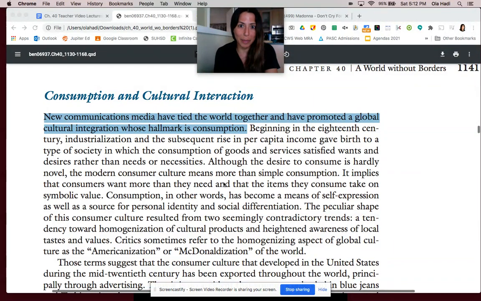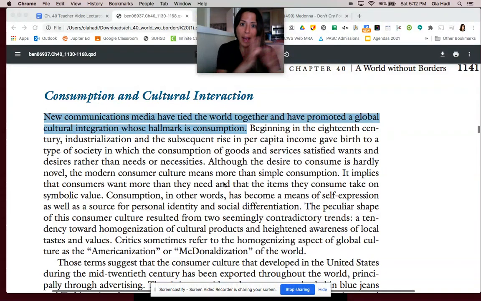So this is an outdated book. It was written a long time ago, and now it's 2021 at the point of this particular video being made. So now we have even more communications technologies, like I said, all of the different social media apps that foster more communication between cultures about different cultural ideas.